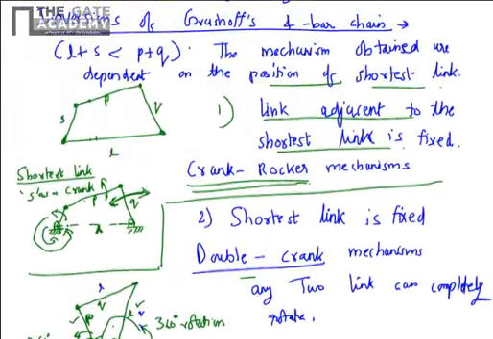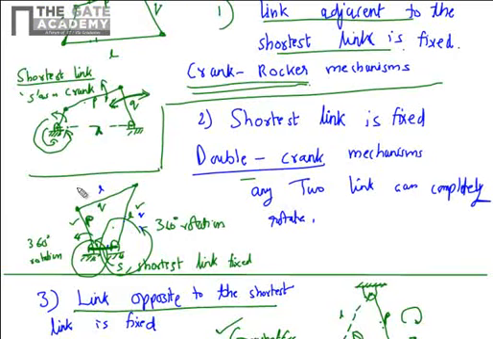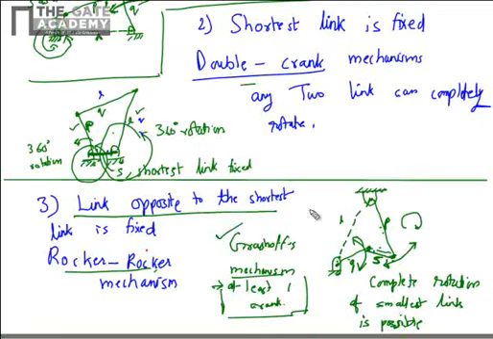First, you saw that when the link adjacent to the shortest link is fixed, this is a crank rocker mechanism: one is a crank, the other a rocker. The second one is when the shortest link is fixed. In this case, you get a double crank mechanism. We have two cranks, both having complete 360-degree rotation. The third condition is when the link opposite to the shortest link is fixed. In this case, you get rocking motion of the two links adjacent to the shortest link, and you can have complete rotation of the smallest link.